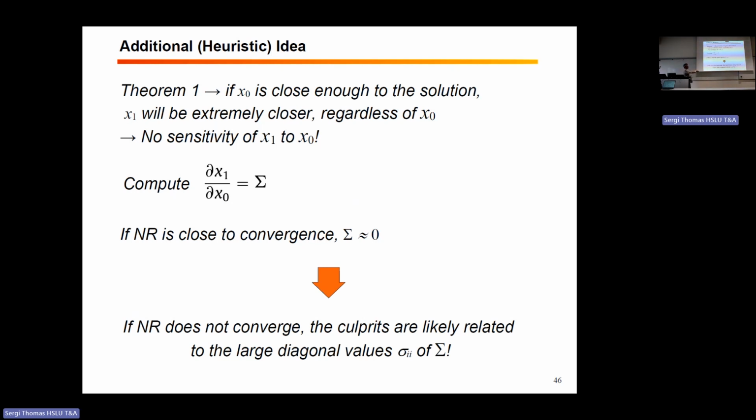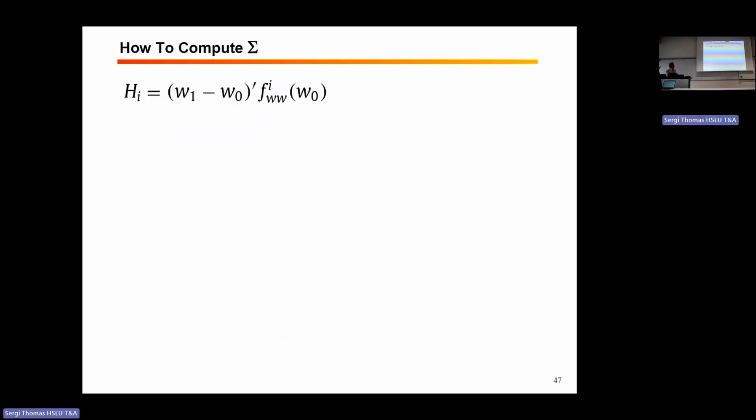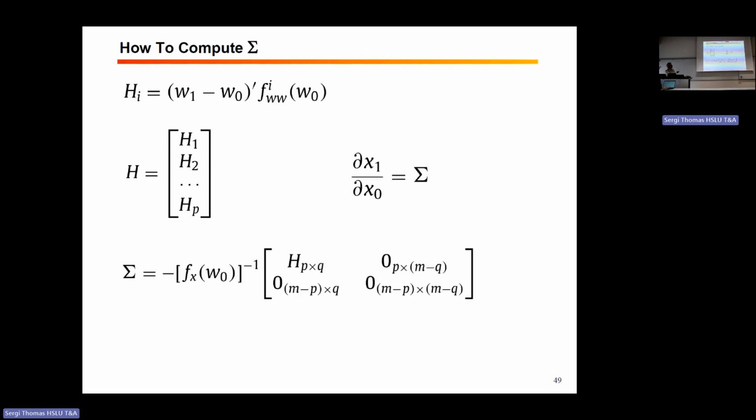So again, the heuristic argument is, well, maybe if the Newton-Raphson algorithm does not converge, then the culprits are likely related to the large diagonal values, sigmas, of this matrix. And this would point to some variables whose initial value is potentially problematic. Okay? Well, this matrix sigma can be computed by means of the Hessians here. You build this matrix, and then you build the sigma. So as you can see, it combines the second order information here, but also the Jacobian, first order information. Everything is packaged.